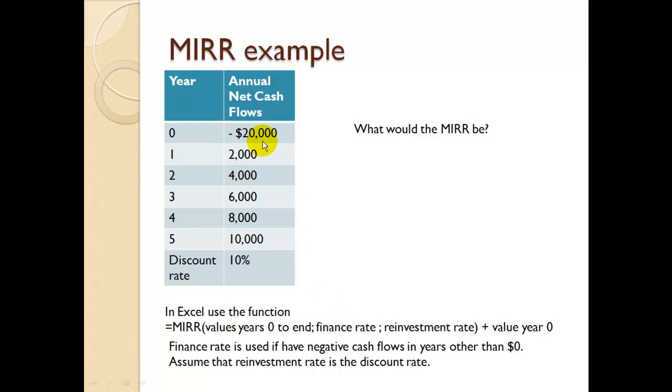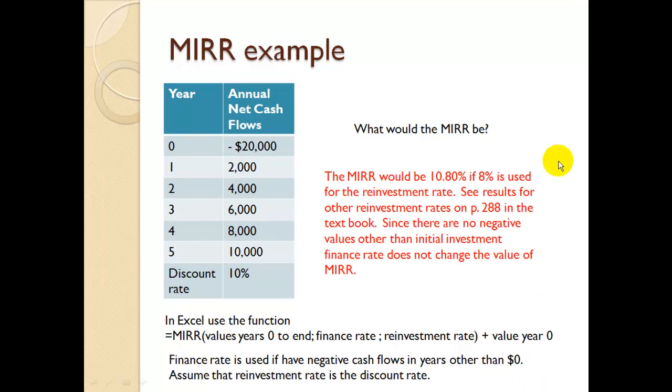As long as you don't have negative amounts in these years, that finance rate's not going to change. Whatever you put in for the finance rate will not change your answer in this case. But if you do have negative cash flows, then it will, and you'll want to think about it. And it shouldn't be this plus your 0 value. That should be off there. So the finance rate is used if you have negative years other than 0, and assume the reinvestment rate is the discount rate. Our answer is the MIRR would be 10.8% if 8% is used for the reinvestment rate.